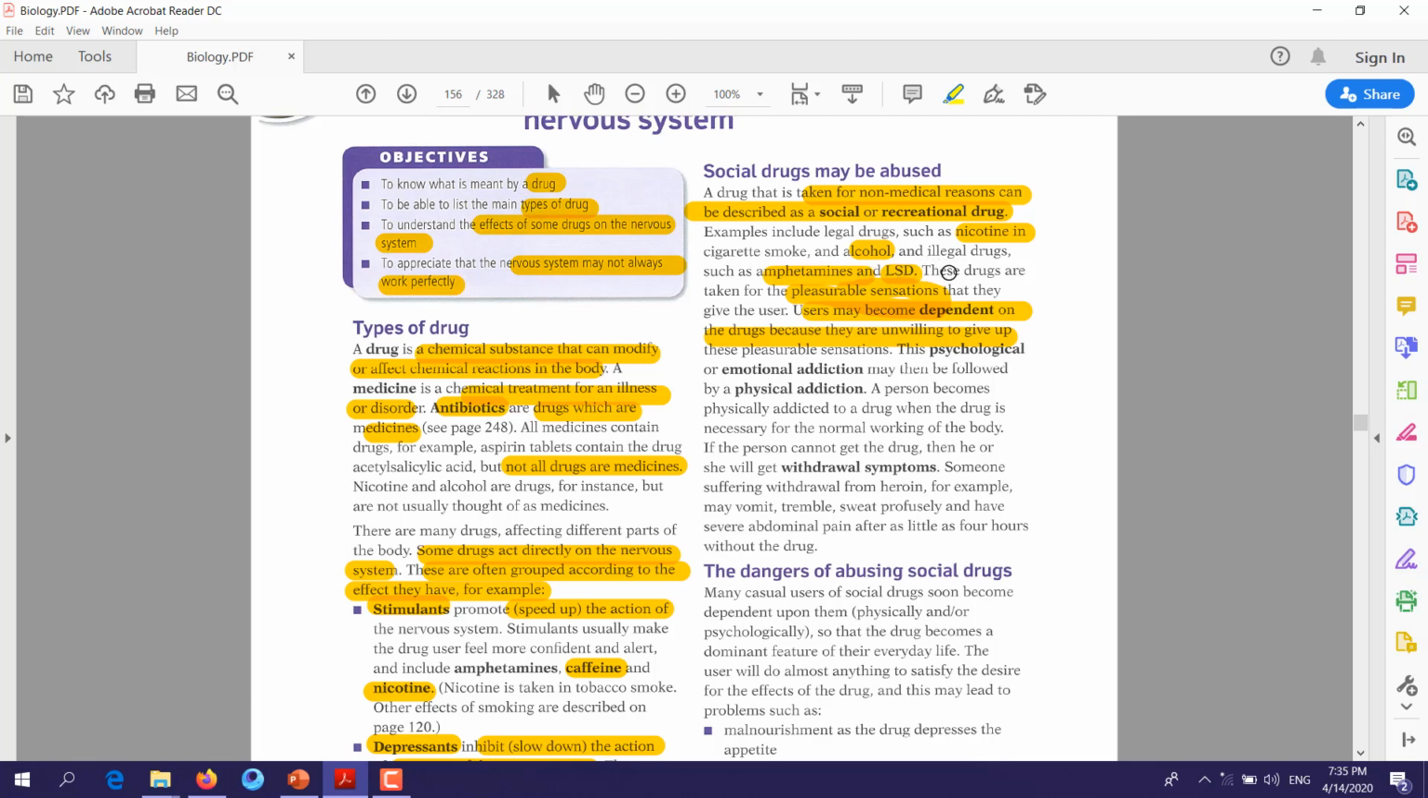These drugs are taken for the pleasurable sensation. They take them for feeling, for example, high or to relax. But one problem about this kind of drugs is that users may become dependent on the drugs because they are unwilling to give up this pleasurable sensation.